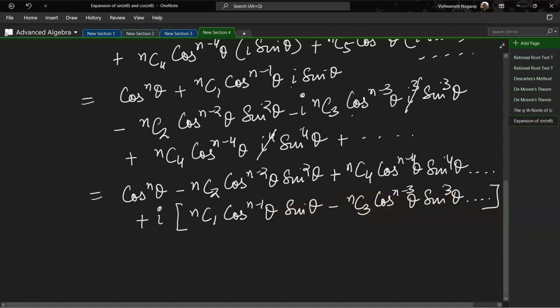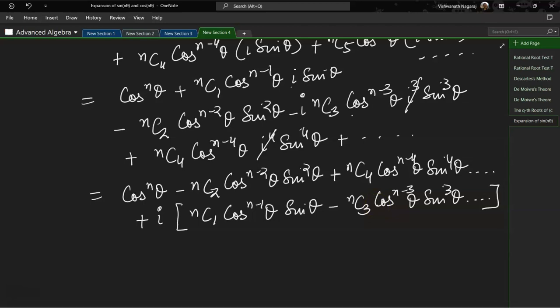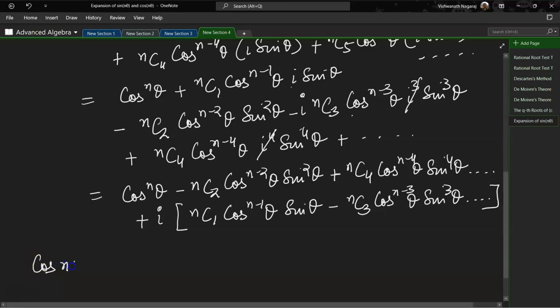Okay, now let's bring in the right hand side of the (cos theta plus i sine theta) to the power of n, that is cos n theta plus i sine n theta is equal to this.